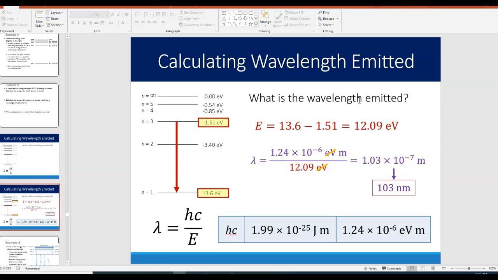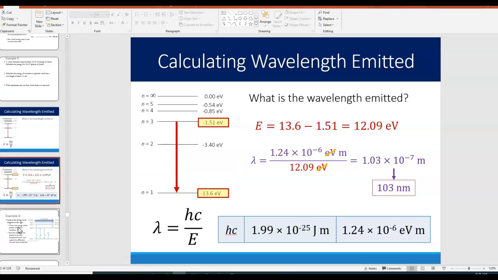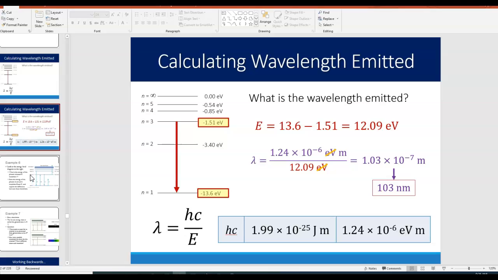If it doesn't tell you the unit for wavelength, you should assume it's meters, because meters is the standard unit for wavelength. So again, this conversion to nanometers is done only for reference's sake. There's nothing special about nanometers. So hopefully you got that answer. And just a few more quick examples.